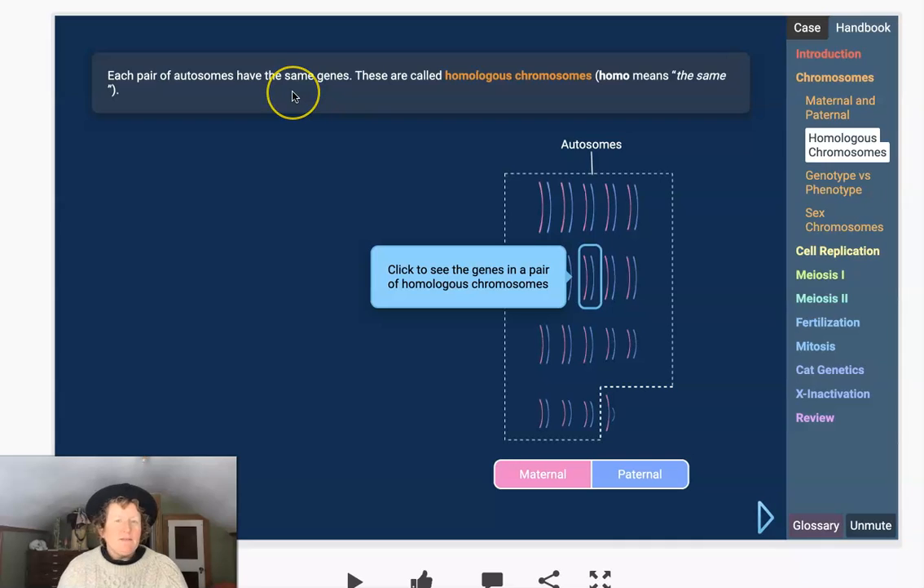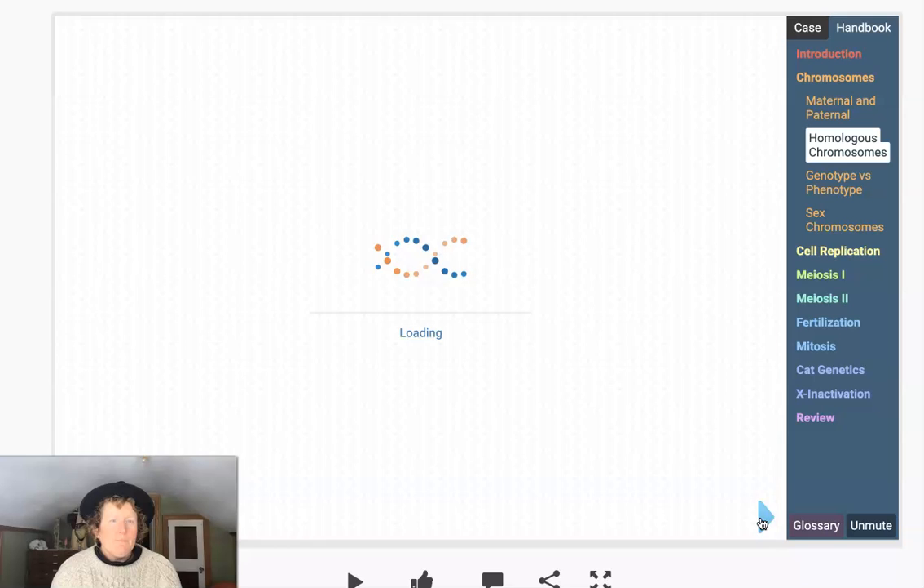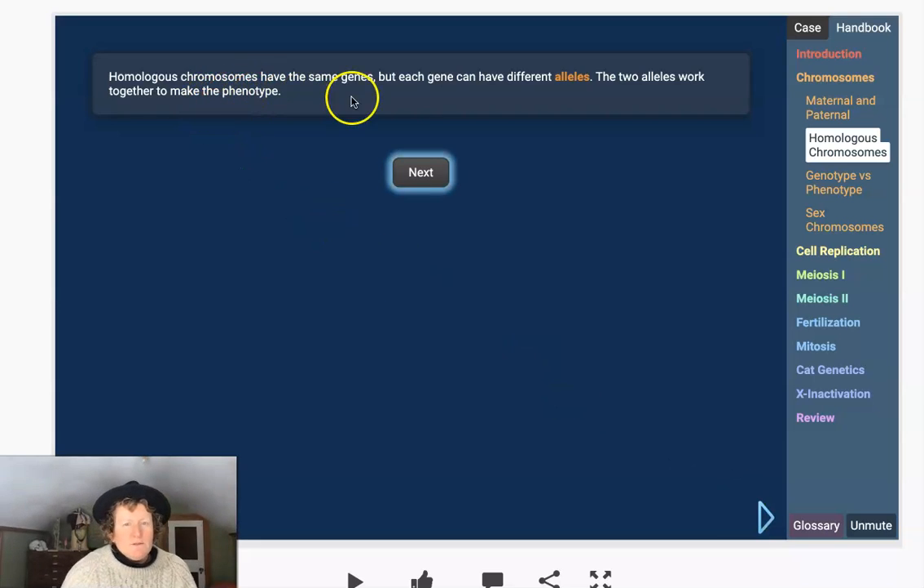Each pair of autosomes has the same genes. These are called homologous chromosomes. So basically, these are the same gene, not necessarily exact copies of each other because one came from mom, one came from dad. They can have different alleles. Alleles are versions of a gene like black fur or orange fur. So they're both chromosome number 12 or number 13, but they aren't always exactly the same. Homologous chromosomes have the same gene, but each gene can have different alleles.